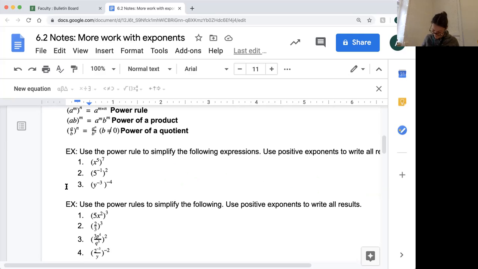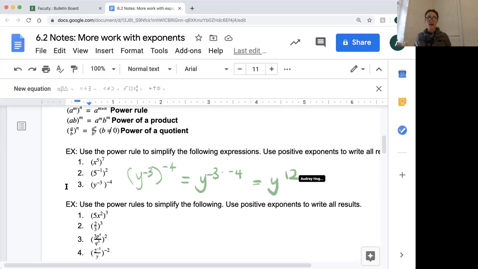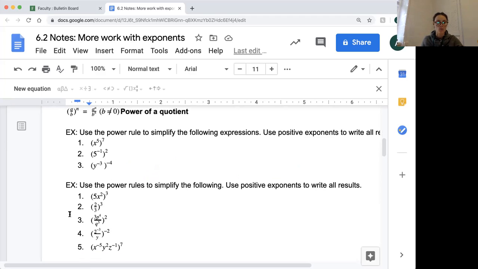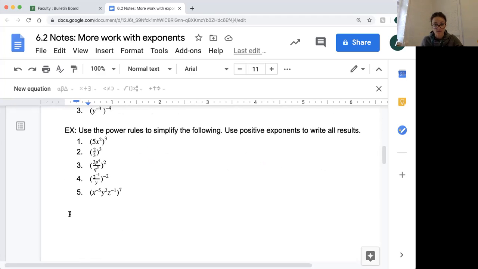Next up, we have y to the negative 3 to the negative 4th power. And here, again, same thing we've been doing. Y to the negative 3 times negative 4, which is positive 12. So our answer is y to the 12th. Those ones were pretty straightforward. Now we're going to move forward with some trickier ones where we're using combinations of our different rules.